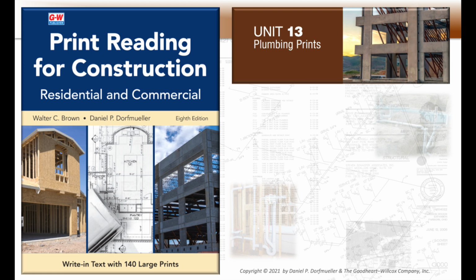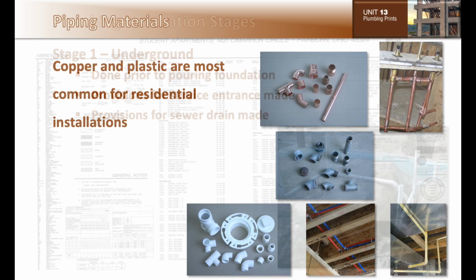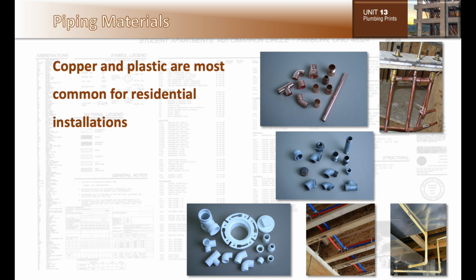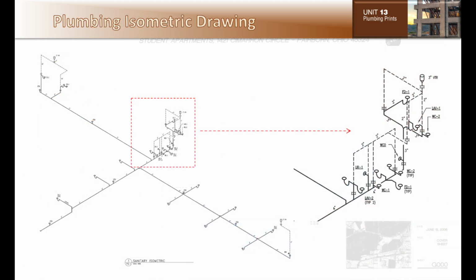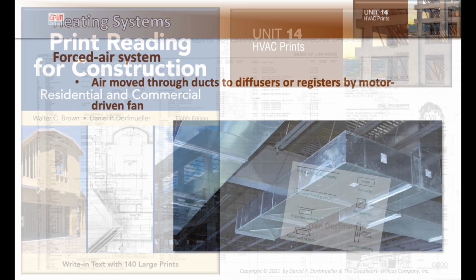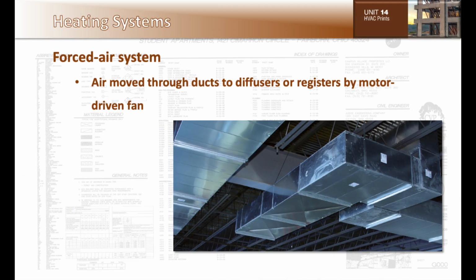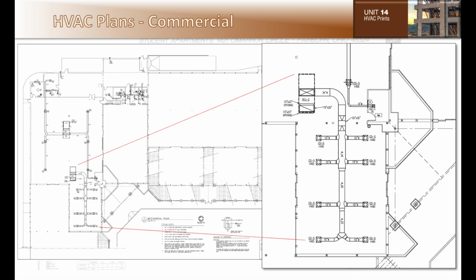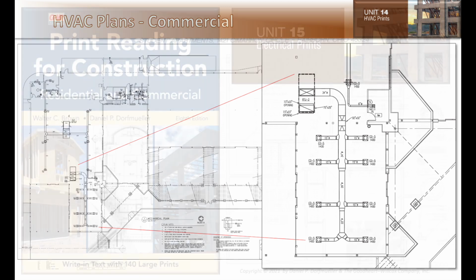Unit 13 is plumbing prints. We look at the stages of plumbing, plumbing systems, and how plumbing is indicated on drawings. Unit 14 is HVAC, heating, ventilating, and air conditioning prints. Here we look at some systems and how they are indicated on the drawings.